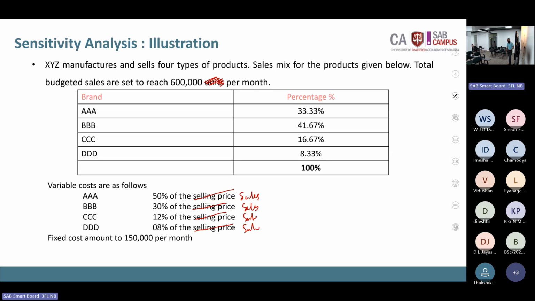First time when you are preparing, now here there are 4 products, product A, B, C and D.